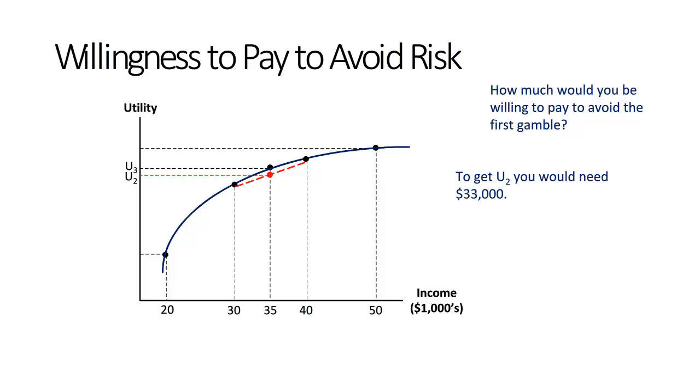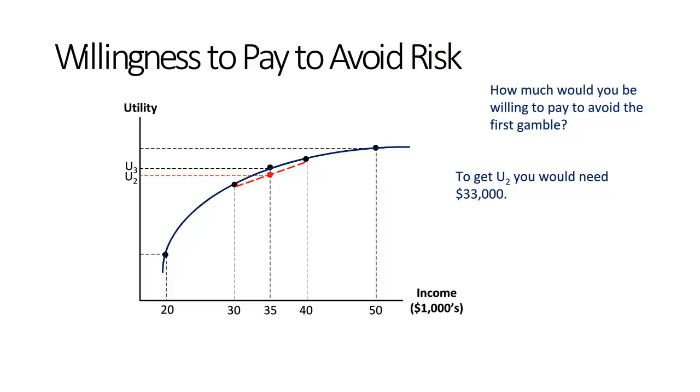Many risk-averse people are willing to pay to avoid risk like this. Let's return to the $5,000 gamble. Suppose you were required to take this gamble. What would you be willing to pay to avoid the risk? According to our figure here, an expected income of $35,000 has less utility at U2 than a certain income of $35,000 at U3.